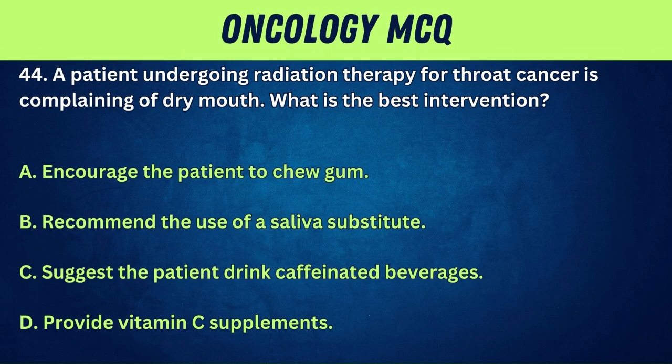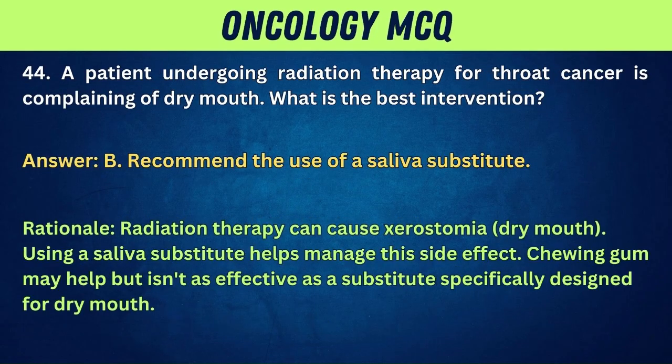44. A patient undergoing radiation therapy for throat cancer is complaining of dry mouth. What is the best intervention? A. Encourage the patient to chew gum. B. Recommend the use of a saliva substitute. C. Suggest the patient drink caffeinated beverages. D. Provide vitamin C supplements. Answer: B. Recommend the use of a saliva substitute.